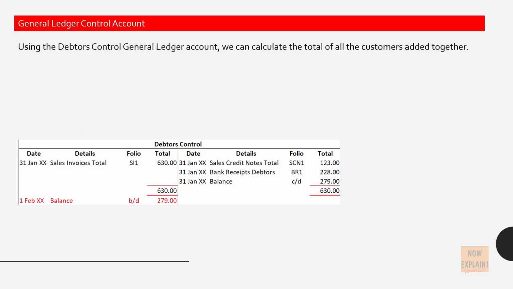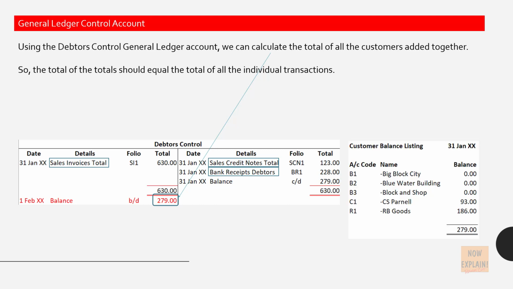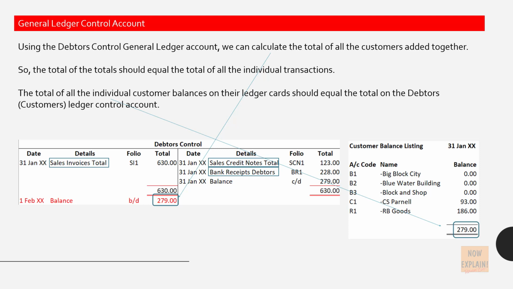Using the debtors control general ledger account, we can calculate the total of all the customers added together. Here is the total on the debtors control account. So the total of the totals should equal the total of all the individual transactions. The total of all the individual customer balances on their ledger cards should equal the total on the customer's ledger control account.